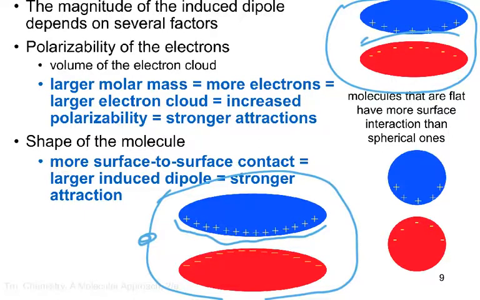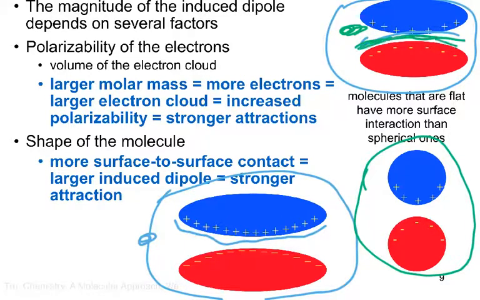The other thing that makes a difference is the shape of the molecule, because if you have more surface-to-surface contact, you're going to have stronger attraction. So if we compare this to these spherical molecules, you can see that with the added surface area, you're going to get more forces between those two than between the two spheres in this picture.